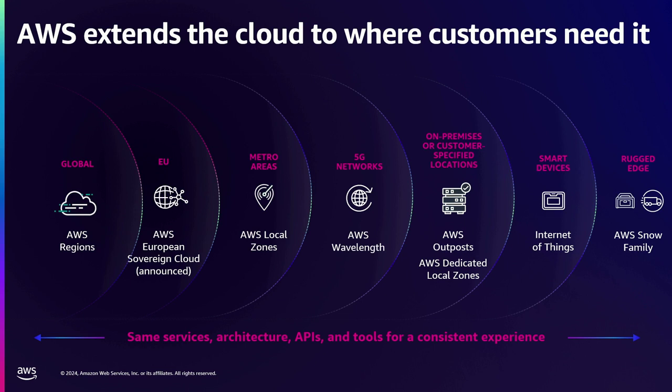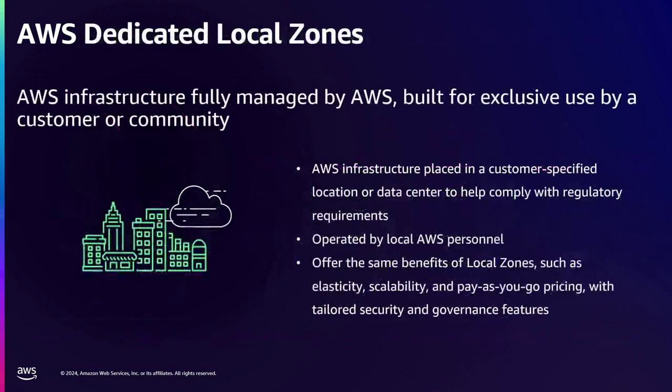And then as we go further out into the cloud continuum, we've introduced smart devices and, for disconnected edge and rugged edge requirements, we have our AWS Snow family. Now, as I mentioned, for AWS Dedicated Local Zones, this is infrastructure that we will build, manage, and continue to own, operating it wherever the customer is requesting. This is operated only by AWS personnel. It has the same benefits that our customers have grown accustomed to in using the region or local zones: the scalability, elasticity, pay-as-you-go billing, and it's based on the same architecture as our commercial local zones.